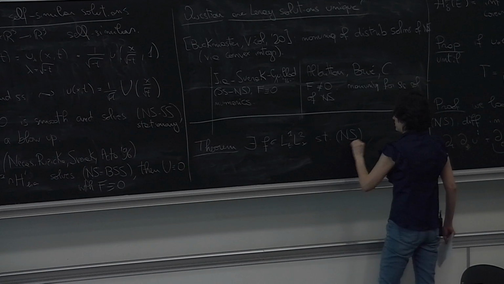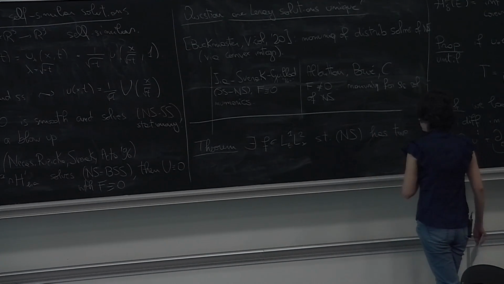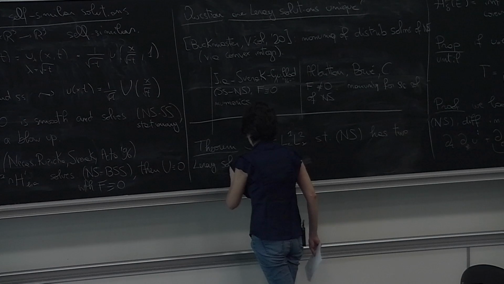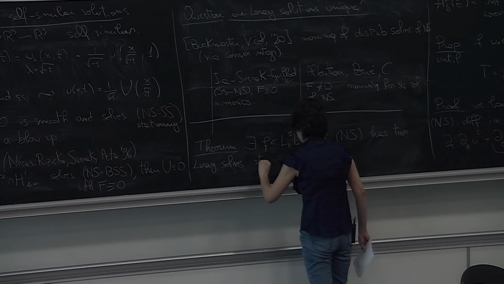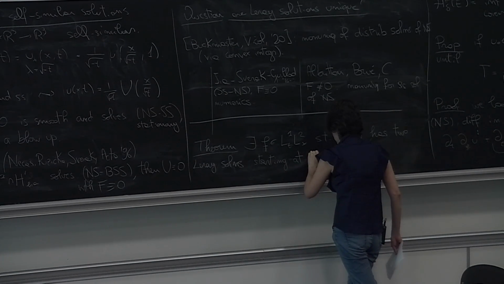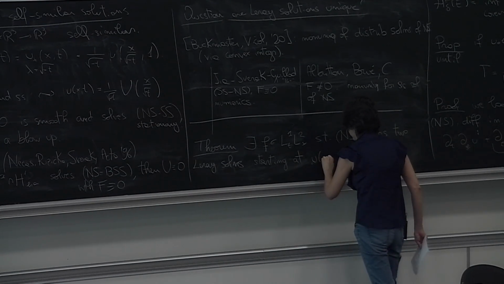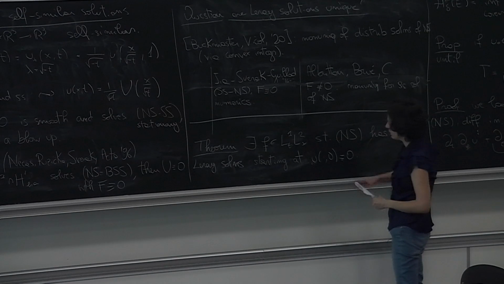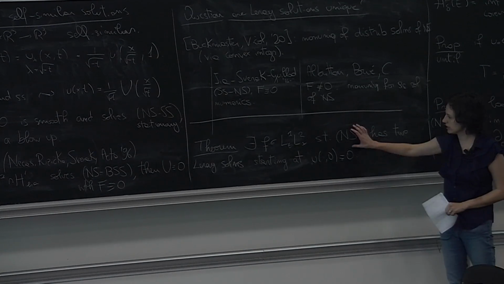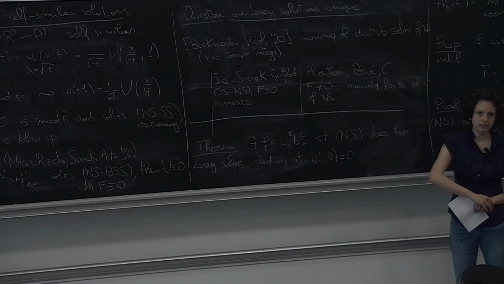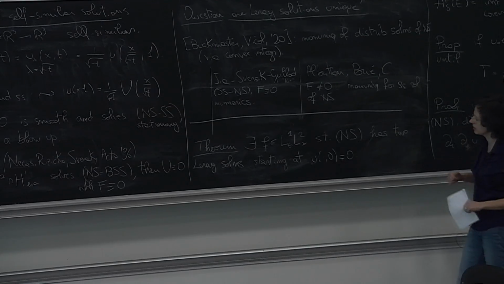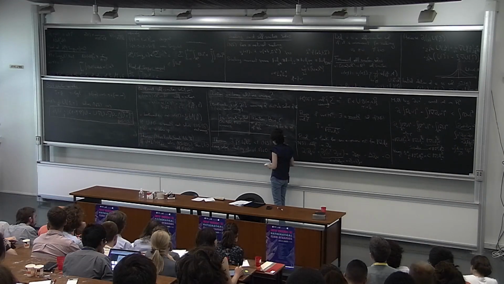Navier-Stokes has two different Leray solutions, starting at u at time 0 equal to 0. So there is no initial datum, but there is a force. And these two solutions in reality are a self-similar one and something which is very close to a self-similar one, which is asymptotically self-similar. So it's a smooth perturbation of a self-similar one.